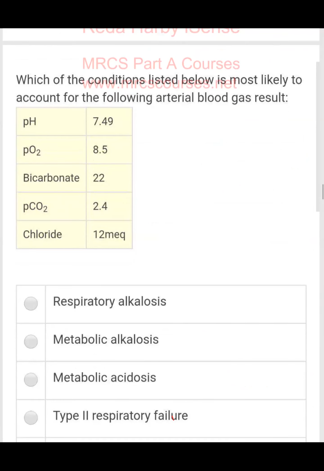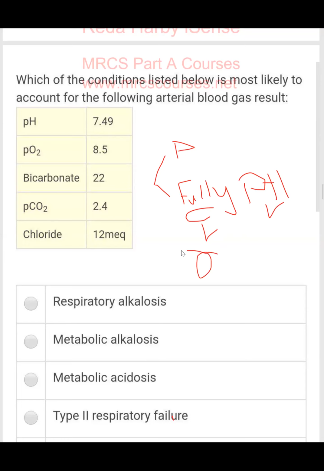Because what about compensation, before we forget? Compensation, we have partially compensated and fully compensated. Fully compensated means you have normal pH. So you have normal pH, but the values of PaCO2 and HCO3 are changed. If you have respiratory acidosis, it will be compensated by metabolic alkalosis.